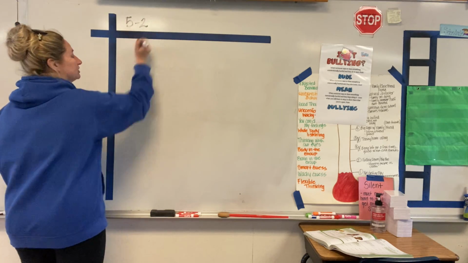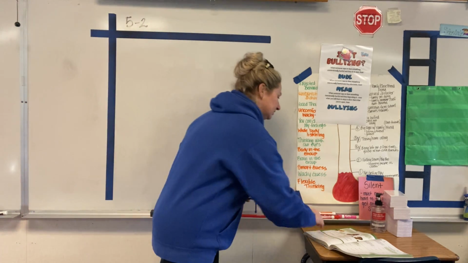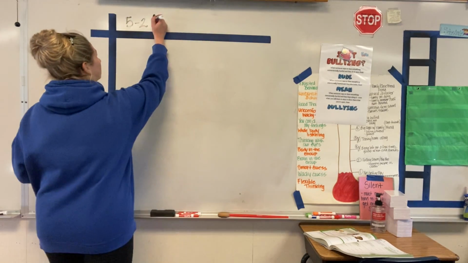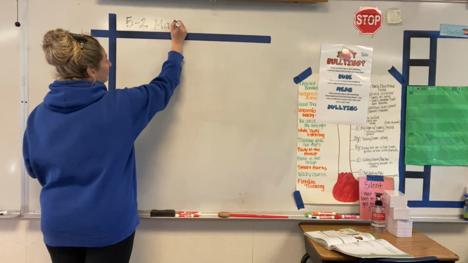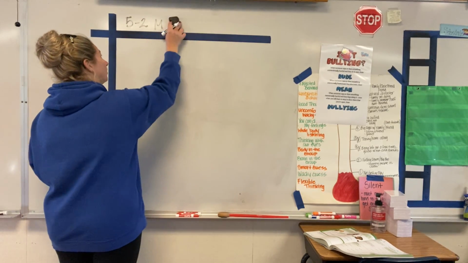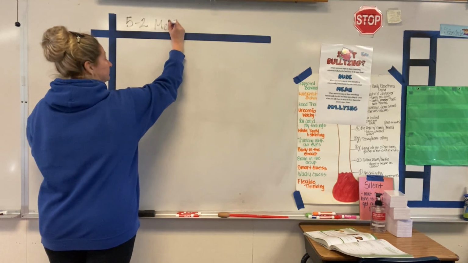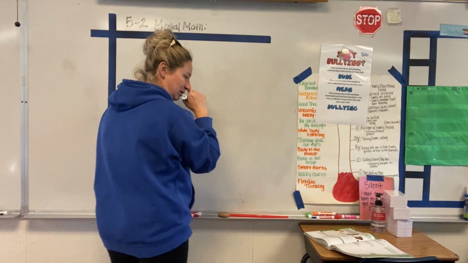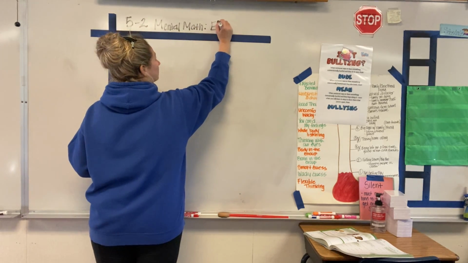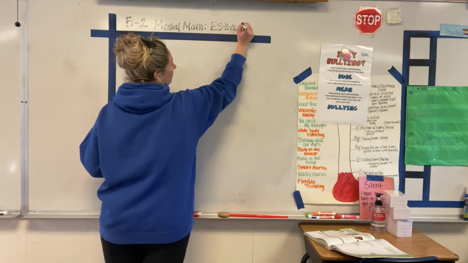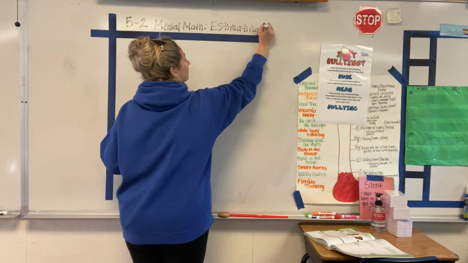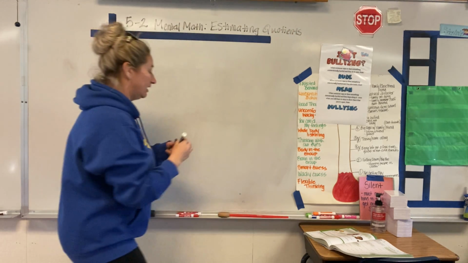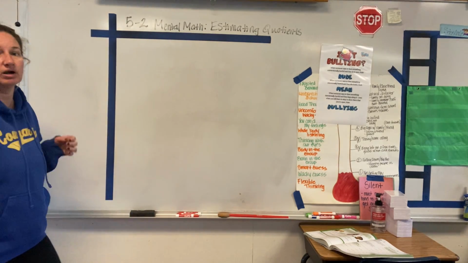Okay, so 5-2, and the title is Mental Math: Estimate Quotients. So again, math that we can do in our head. Mental math, estimating quotients. And again, quotients are the answer to a division problem. So we are on to division.